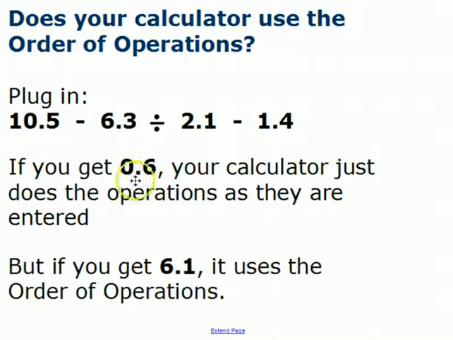If you plug this expression into your calculator and ask it to give you an answer, if it gives you 0.6, then it is not doing order of operations for you. It's doing the 10.5 minus the 6.3 first. On the other hand, if you get 6.1, then it is figuring out the order of operations for you, and the first thing your calculator did was the 6.3 divided by the 2.1. So check and see which yours gave you.